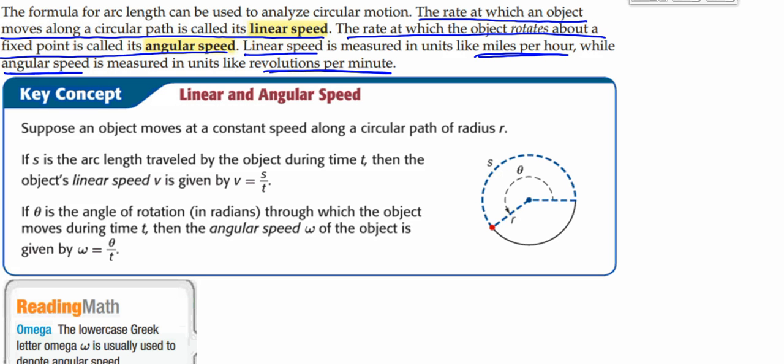So if I'm on a Ferris wheel and I'm going 100 meters per minute, I don't even know if that would be reasonable or not, then that's my linear speed. If I'm telling myself revolutions per minute, like an engine, how many revolutions is it making in a minute? Maybe it's making 1 revolution per minute, or maybe 5 revolutions per minute, or whatever the case may be.